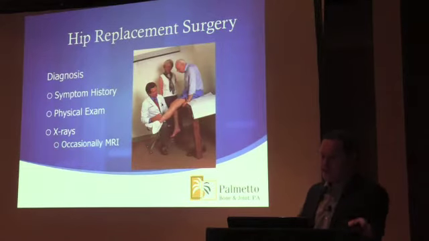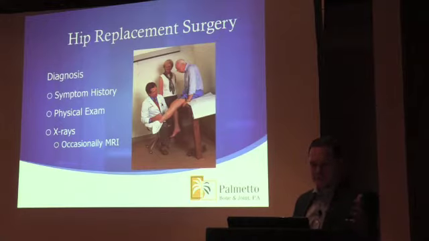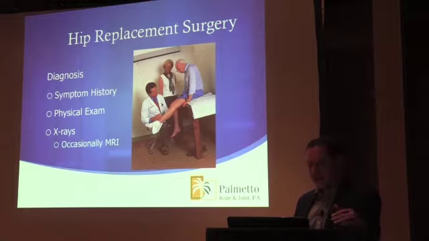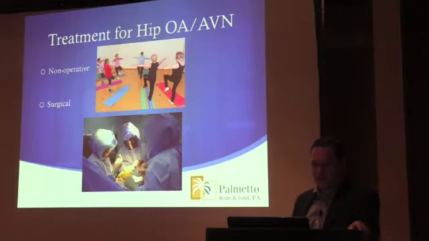So how do we know you have hip arthritis or AVN or a problem that might require a hip replacement? Basically, we kind of listen to your history. When do you have pain? What causes it? Your physical exam. And then usually x-rays are the main thing to get to determine whether a hip replacement is what you would need. Occasionally, for AVN or other problems, you may want to get an MRI to help diagnose that.